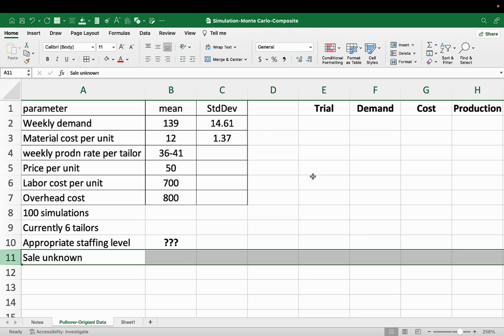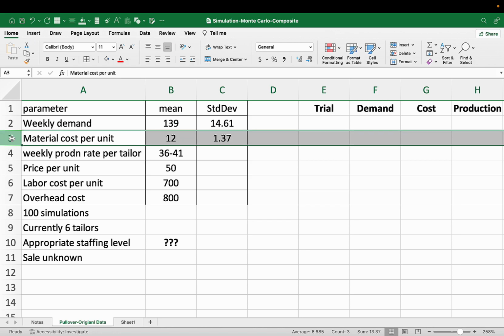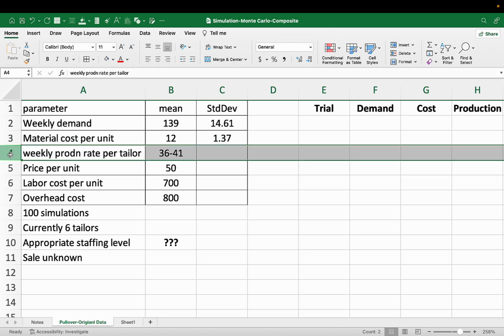Now the question arises, can we do a simple calculation whereby we say, okay, this is my revenue, and from revenue I subtract these costs, and it should give me my profit? Well, you can do that, but it is not sufficient, because all these things are not constant. For example, weekly demand varies, material cost also varies, and weekly production rate also varies. So in this case, our traditional cost-profit models may not be very suitable, and therefore we will have to do simulations.